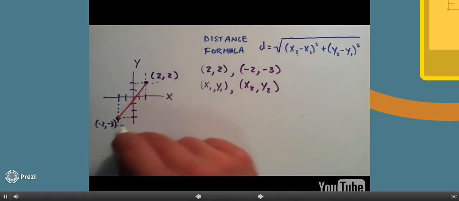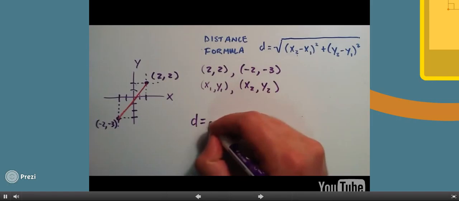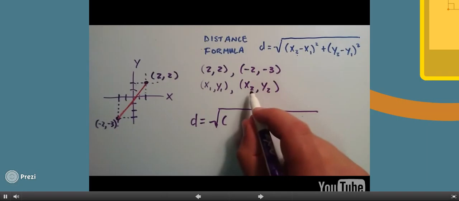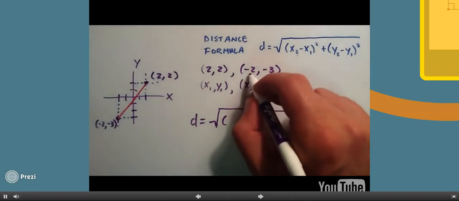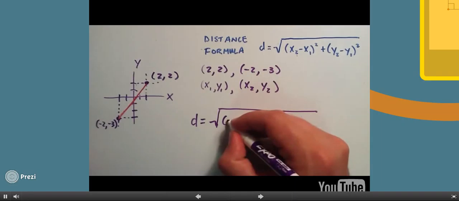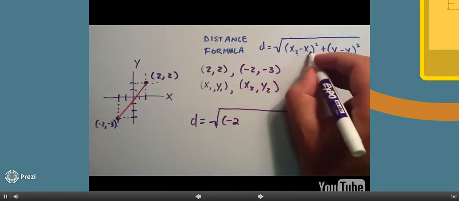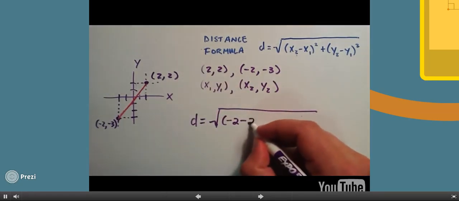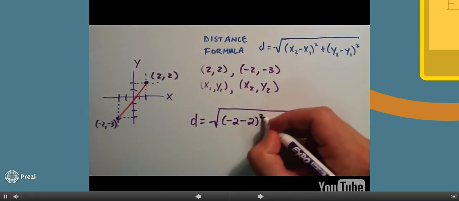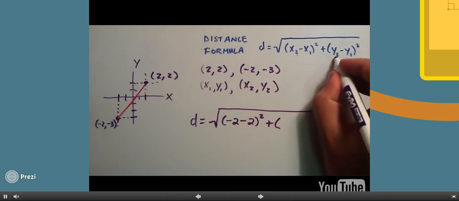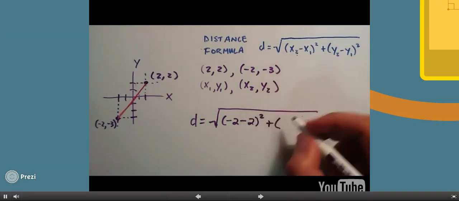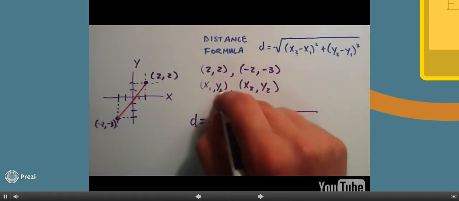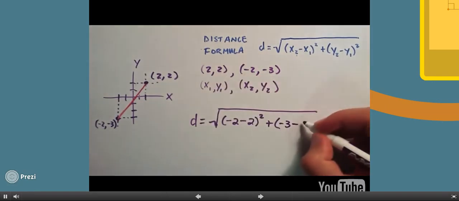And we simply plug in these numbers where they correspond in the distance formula. So the distance of this red line that I just drew is simply equal to the square root, and then we need x2 minus x1. So x2 is equal to -2. It corresponds to the left-hand side of this point. So -2, and then we're subtracting x1, which corresponds to the left-hand side of this point, which is a 2, and then that's squared. And then we add that to y2, which is the right-hand side of this point, so that's a -3, and we subtract y1, and y1 corresponds to the right-hand side of this point, which is a 2.